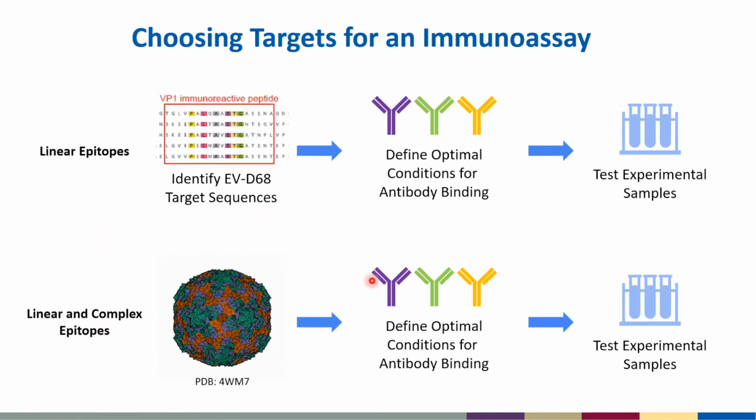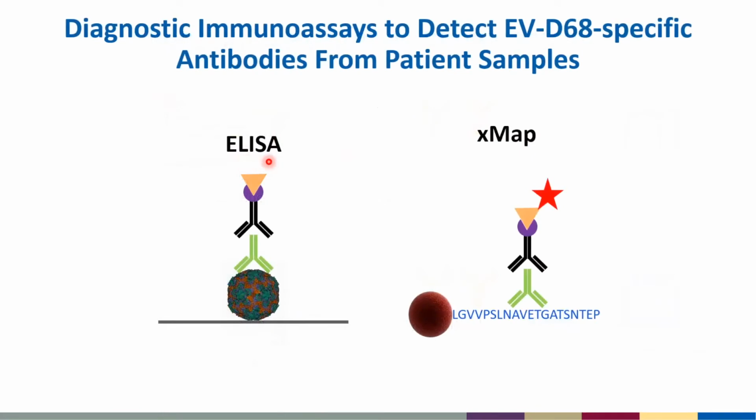And really, when I talk about the ELISA, I'm focused on using whole viral particles to detect antibodies that are binding, and these are going to detect both linear and complex epitopes, as opposed to the multiplex assay that I'll describe later, which we're going to use linear epitopes to identify binding of antibodies to specific peptides. All right, so again, these are going to be our 2 assays.